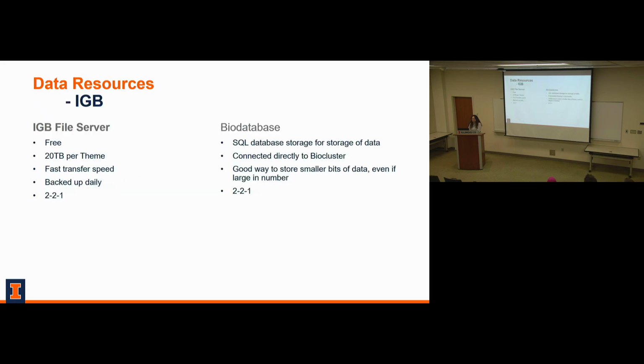So here I'm going to talk in more detail about data resources. So in RGB, we have the RGB file server. It's a free service for everyone in RGB to use. Each lab has an allocation of 20 terabytes of data to use. It has a faster transfer speed. And the data on there is backed up daily. So for the 3-2-1 data management rule, it means 2-1 here.